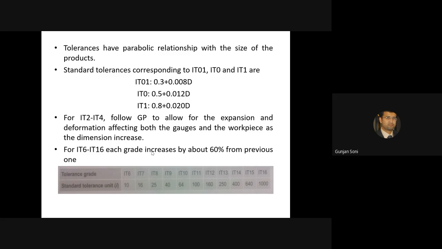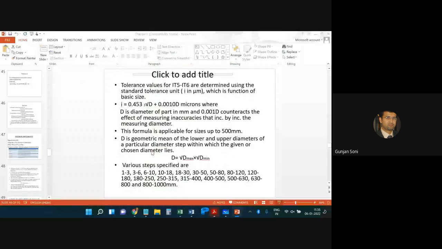So standard tolerances corresponding to IT01, IT0 and IT1 are given like over here, similarly to the earlier formula for IT5, IT6. So these formulas are given, and they actually follow a geometric progression to allow for expansion and deformation. So there's a scientific basis that the tolerances are in a geometric progression. Okay, and further, now I'll show you a video. Just a second.